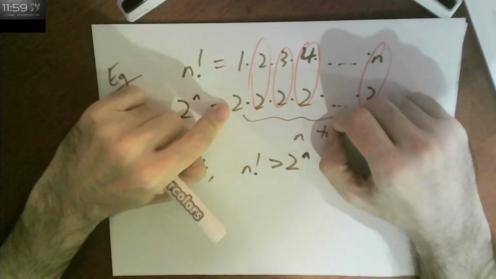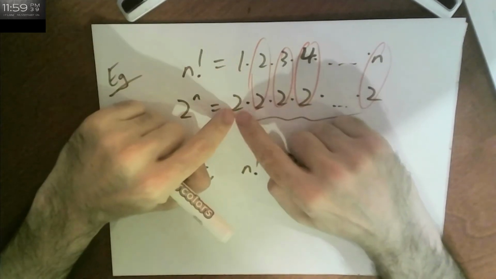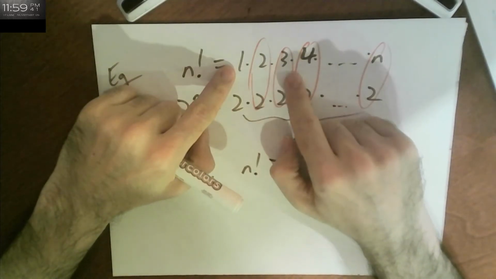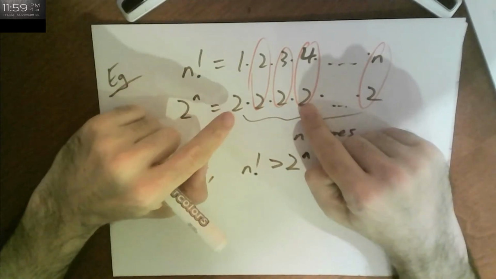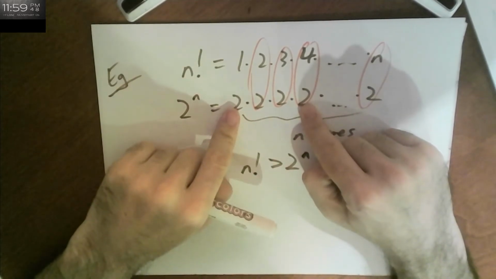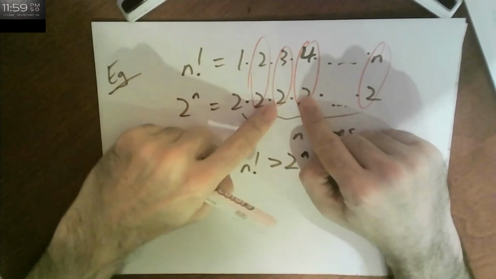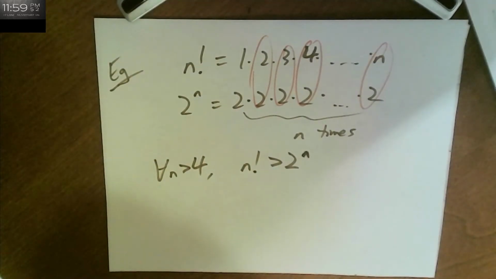1 is not bigger than 2. 1 times 2 is not bigger than 2 times 2. 1 times 2 times 3 is not bigger than 2 times 2 times 2. But the 4 accounts for its own partner and the original 2. And then the 2's match and the 3 is bigger, right? So n factorial clearly works here.